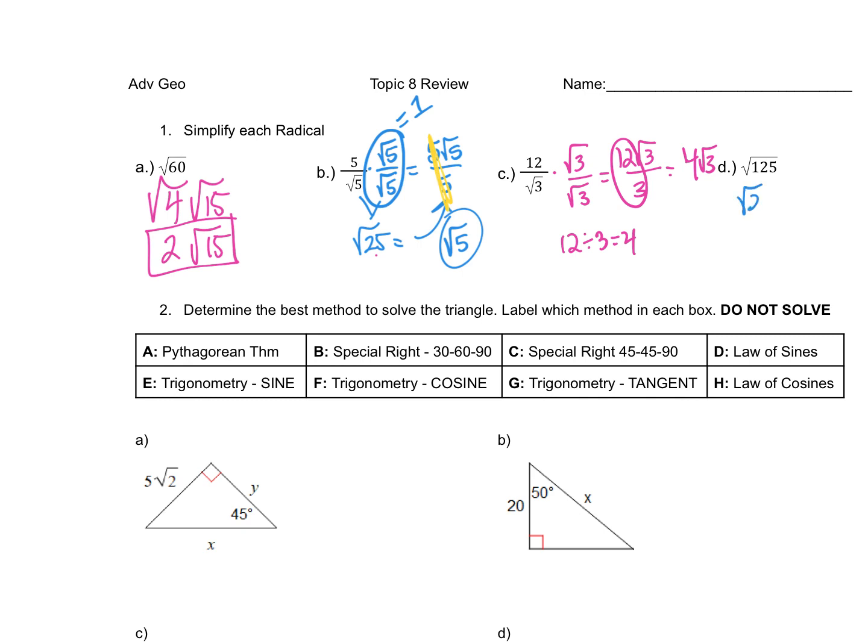Last one, radical 25 times 5. 5 times 25 is 125. There are 5 quarters and $1.25. This is 5 radical 5.